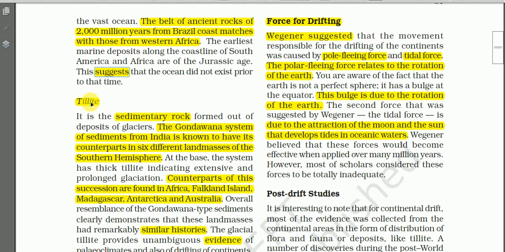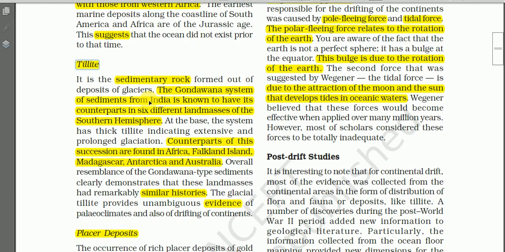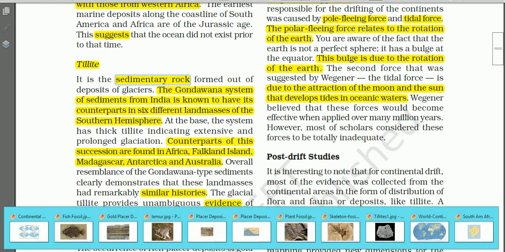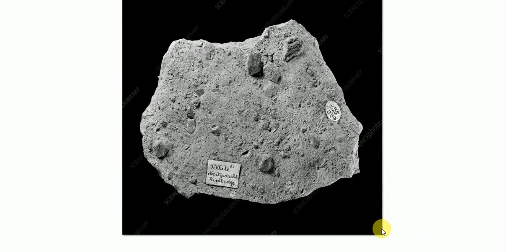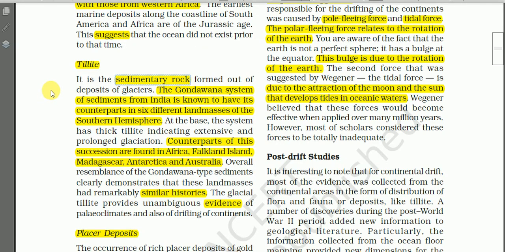Another evidence is tillite. So what is tillite? Tillite is the sedimentary rock formed out of deposits of glaciers. Let me show you a photograph. This is tillite. This is a photograph of tillite, the sedimentary rock formed out of the deposits of glaciers.